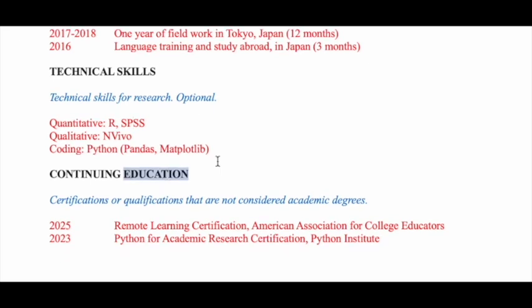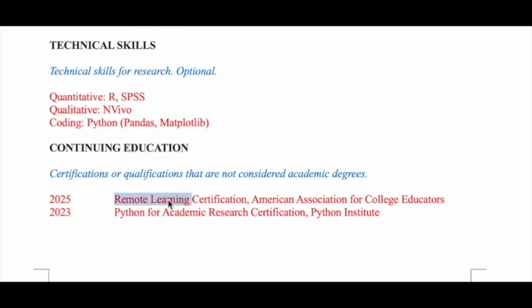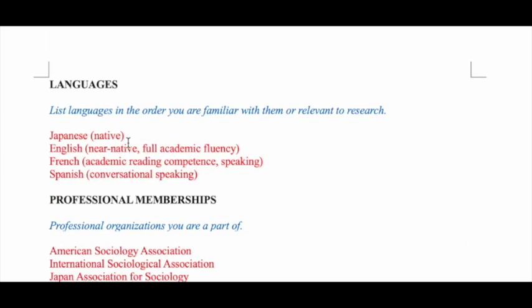Continuing education next. If you have engaged in any form of learning or formal educational activities where you've been the student, but it hasn't been in a degree context, you could include it here. Examples might be a remote learning certification, a diversity or ethics certification. Here I've listed Python for academic research, which could be another one to include, especially if you're in a discipline that requires you to work with Python in some capacity. This would be good to include to show that you're continuing to learn and develop skills outside of your typical academic setting.